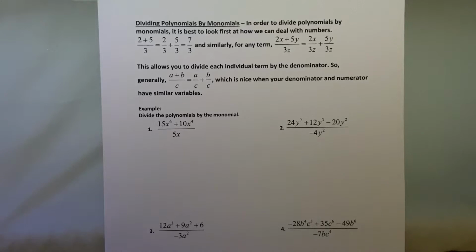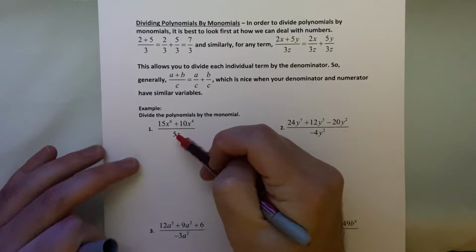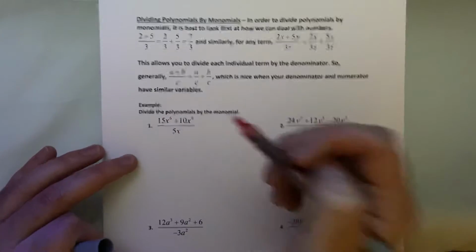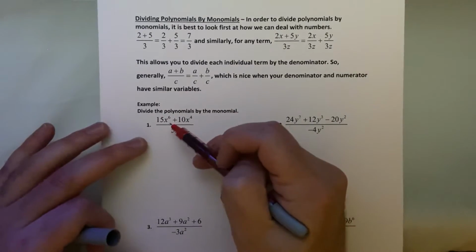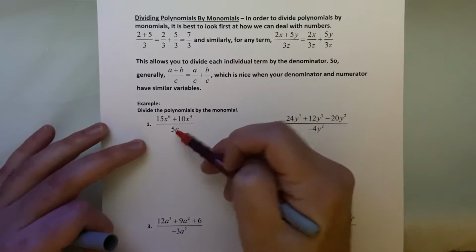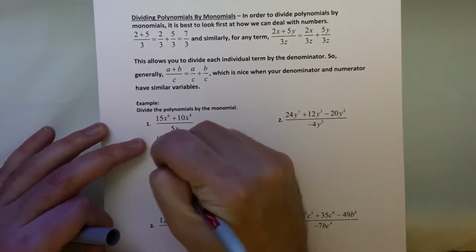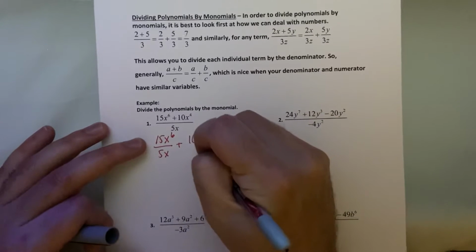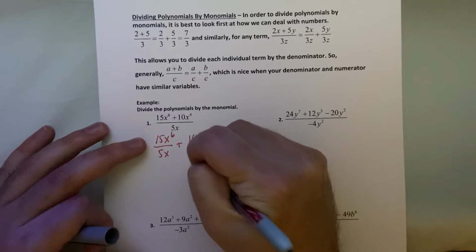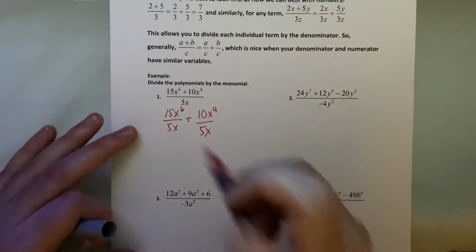Now, if you have multiple terms in the denominator, you cannot separate those. Only if there's one term in the denominator and multiple in the numerators can you separate. So let's look at 15x to the 6th plus 10x to the 4th over 5x. We can take each term in the numerator and put it over 5x, and then divide from there accordingly.